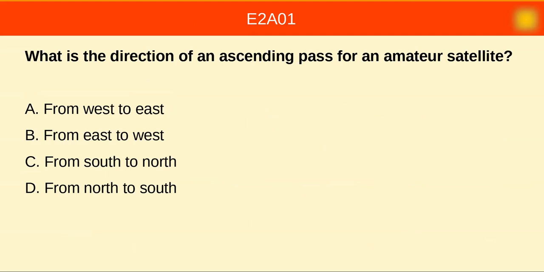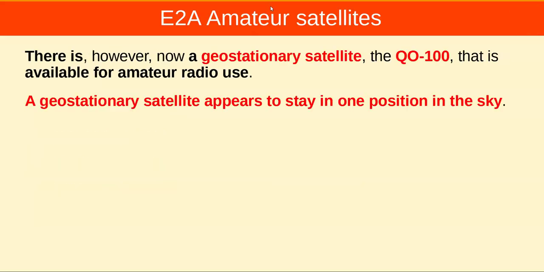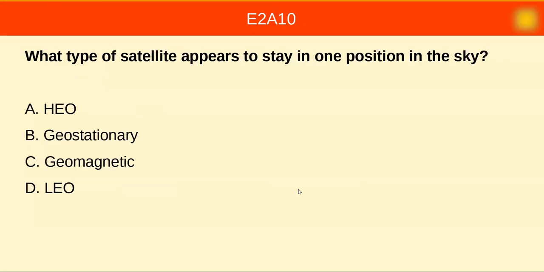So what is the direction of an ascending path for an amateur satellite? It's a test of your short-term memory. There's a geostationary satellite. I don't know if there's more than one. They only talk about the QO100, which is an amateur satellite that's geostationary. So you don't have to do the tracking. You just have to know where to point to it. So what type of satellite appears to stay in one position in the sky?